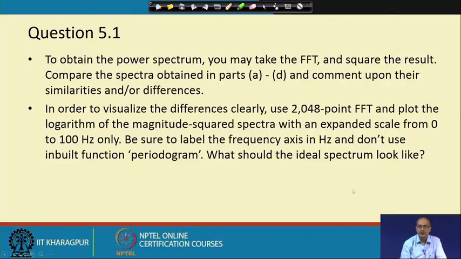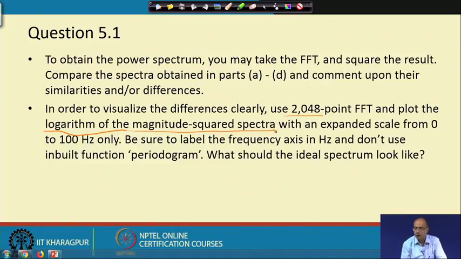Now, to compute the power spectra, we are asked to use FFT and take the square to compute the result, and we have to do that for all the 4 cases. And for the FFT, we are told that we should take a 2048 point FFT. Now, how does it matter? The more points we take, the better frequency resolution we are supposed to get. So, that is the reason a high number is given to compute the FFT, and we should plot the result in the log scale, the logarithm of the magnitude squared spectra.